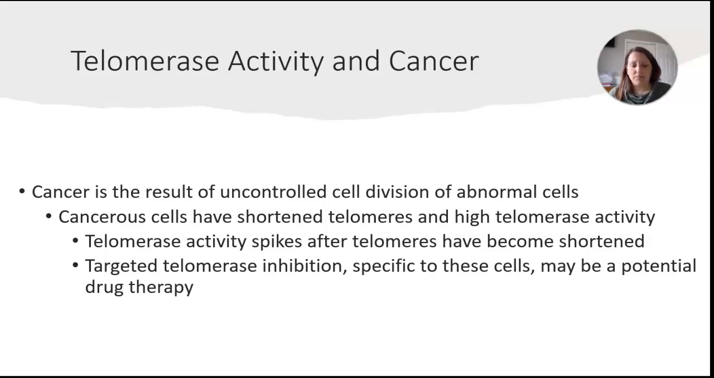Okay. So what does this mean? So again, we think we can possibly use this to target cancer. Just like maybe we can target some age-related diseases, maybe slow down or prevent aging. We think that we might be able to also target cancer cells by knowing this. So we can use targeted telomerase inhibition, so drugs that will specifically inhibit telomerase activity in these cells, and maybe if we do that, they will stop dividing and they won't be able to live. So that's a potential drug therapy.